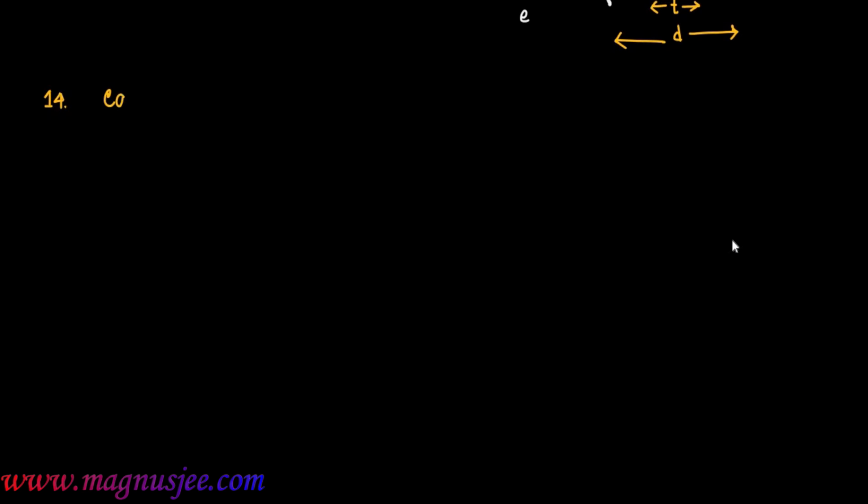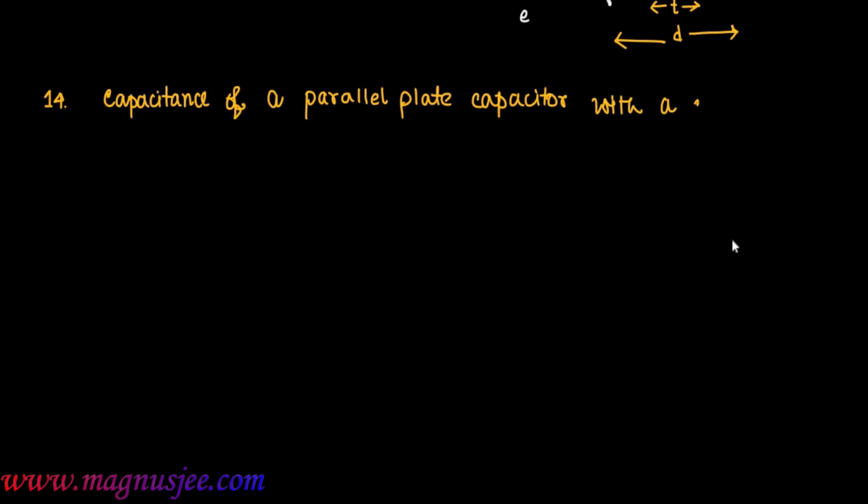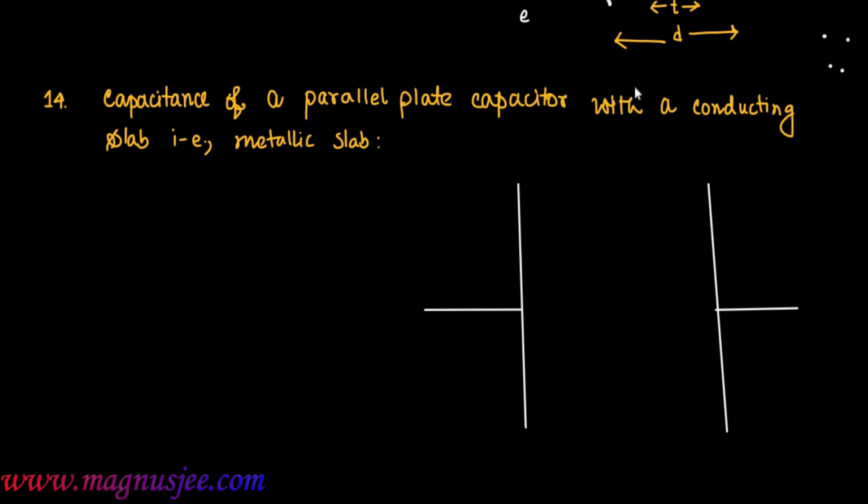Number 14 formula or number 14 topic is capacitance of a parallel plate capacitor with a metallic slab, or with a conducting slab. In the diagram, positive charge and induced negative charge are denoted on the plates of the parallel plate capacitor.